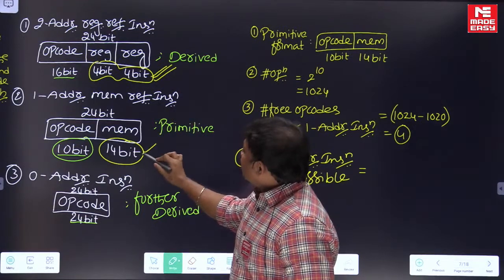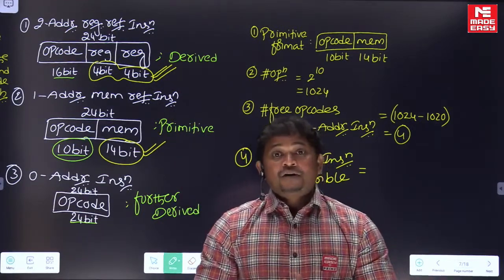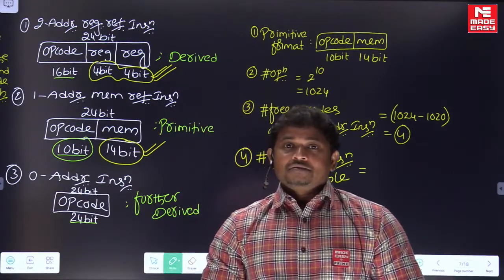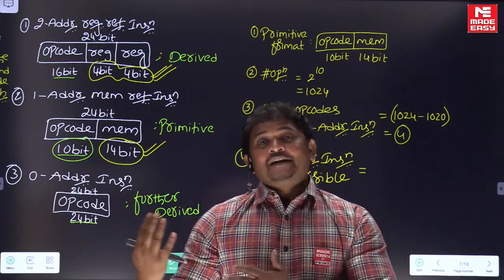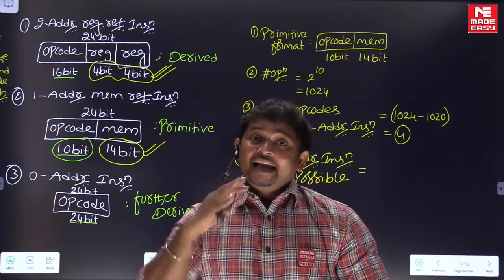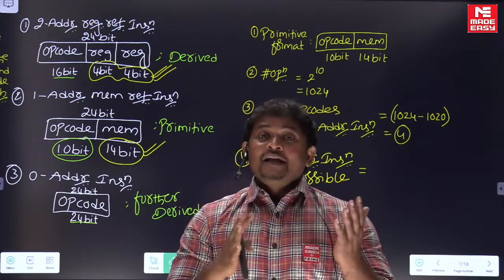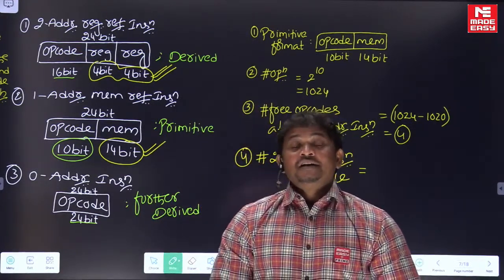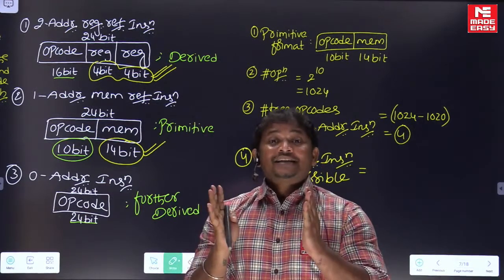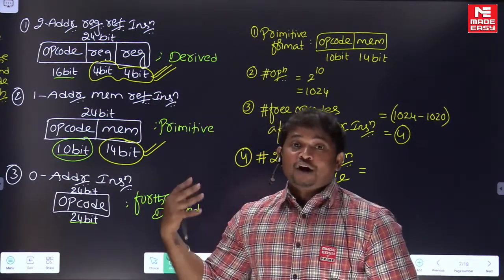In the 1 address format, a 14 bit address is there. From the 14 bit address I want only 8 bits, so take 8 bits and the remaining bits are free. How many bits are free? 6 bits are free. So those 6 address bits merge with the free opcodes.